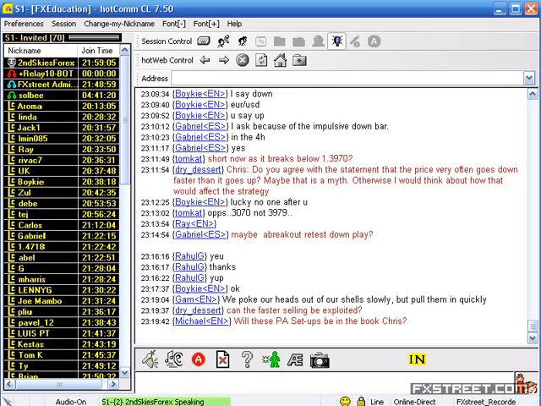Let's see here. Michael says, will these price action setups be in the book? A good majority of them will be, yes. There'll be some things in there that I haven't talked about in the classes, some things that I have talked about before, new stuff, old stuff. Yes, there's going to be a lot of stuff in the book.